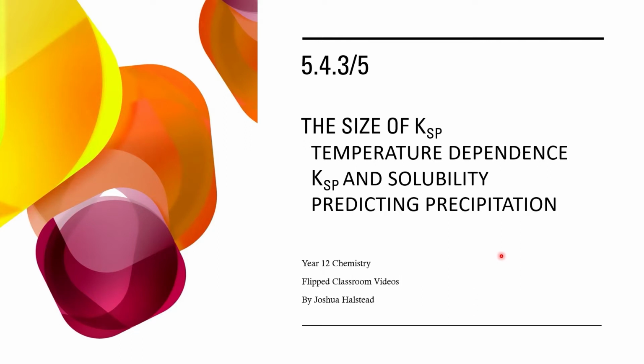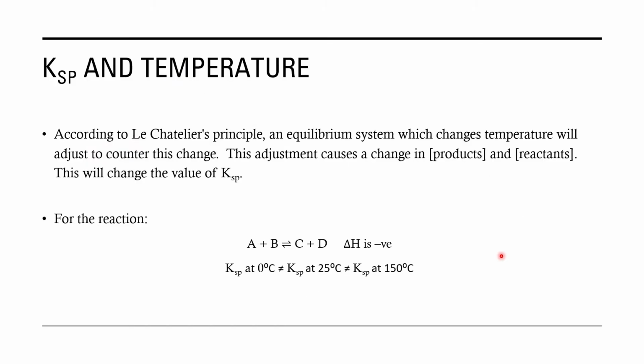We're also going to be focusing on Ksp and solubility, so the idea that the size of the Ksp value will dictate how soluble a substance is. And then we'll also be looking at comparing K and Q values to predict whether or not precipitates will form. Let's get into it. First off, we can be looking at Ksp and temperature.